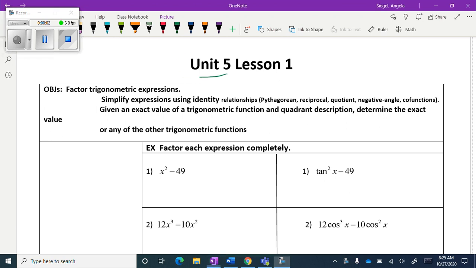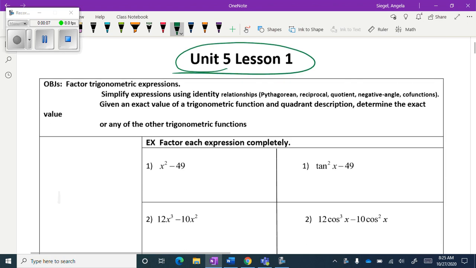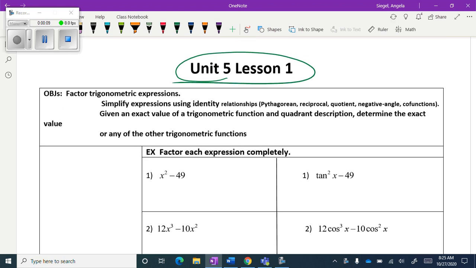Hey guys, welcome to the first lesson in Unit 5. And this lesson is going to feel very algebra-like to you. This unit has a lot of a mixture of some algebra and some geometry all mixed together.